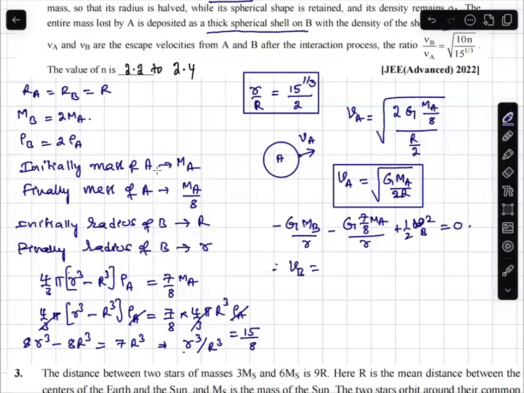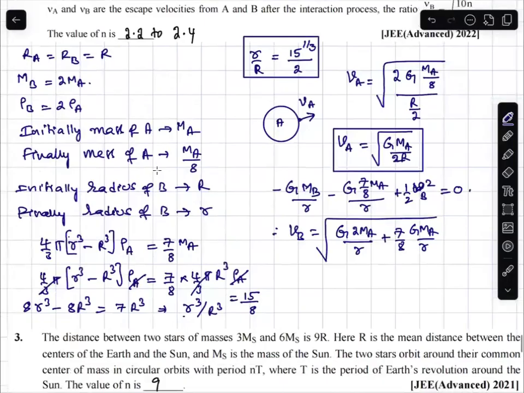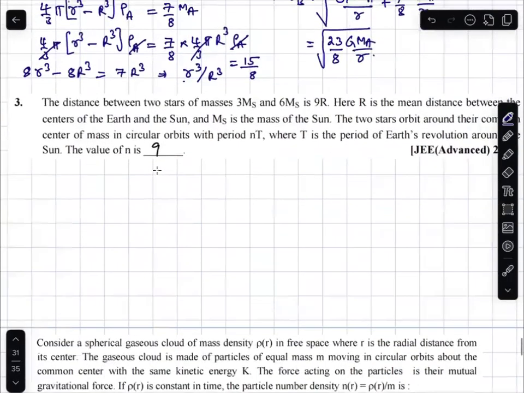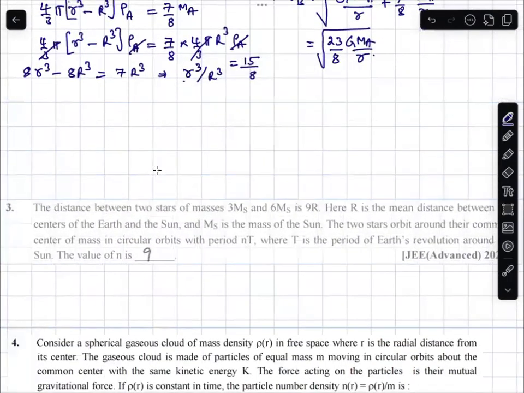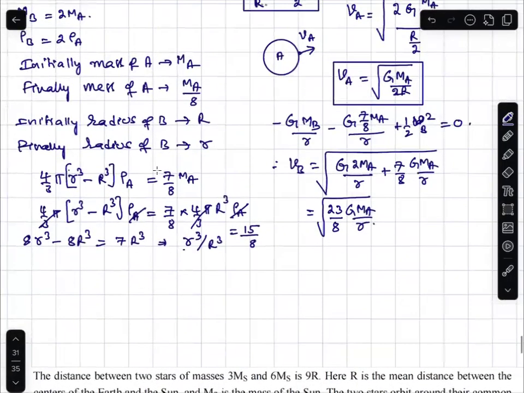Therefore, escape velocity on B can be written as G times MB, which is 2MA by r, plus 7/8 GMA by r. So now this is going to be, sorry, here 16 plus 7, 23 by 8 GMA by r. Your problem is not over. Hold on. Problem is not over.